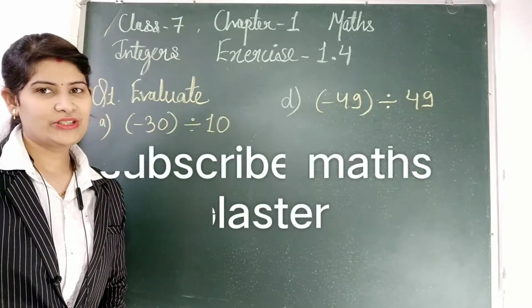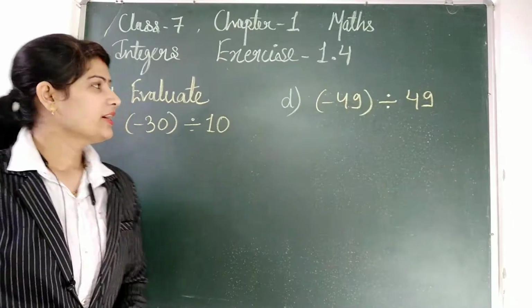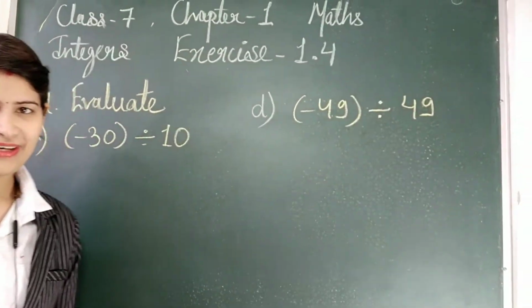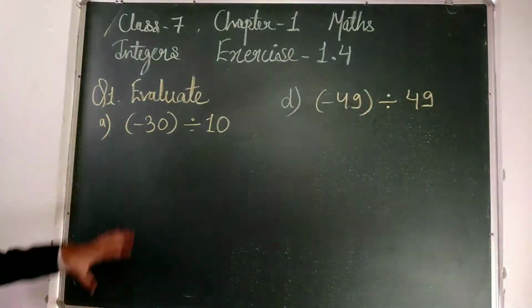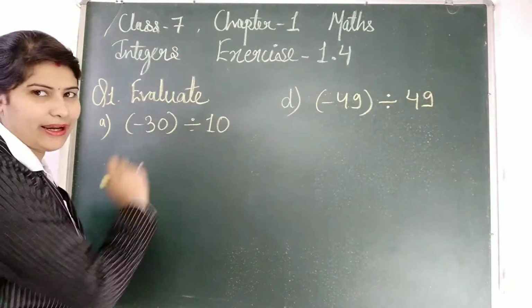Here I am going to teach you class 7 exercise 1.4. Question number 1 is evaluate. Look very carefully, this is a very simple question. So question number 1, simply minus 30 divided by 10.